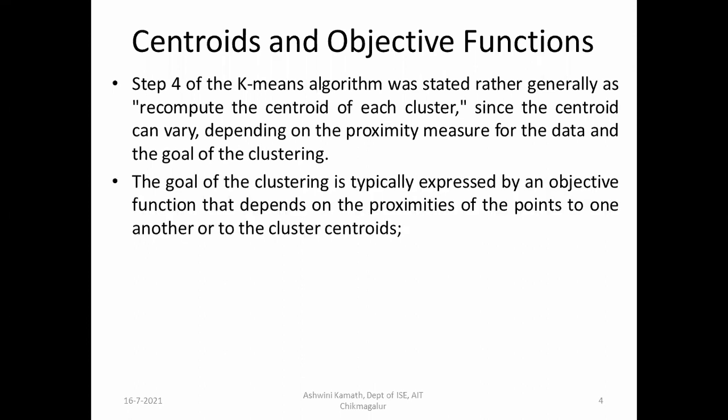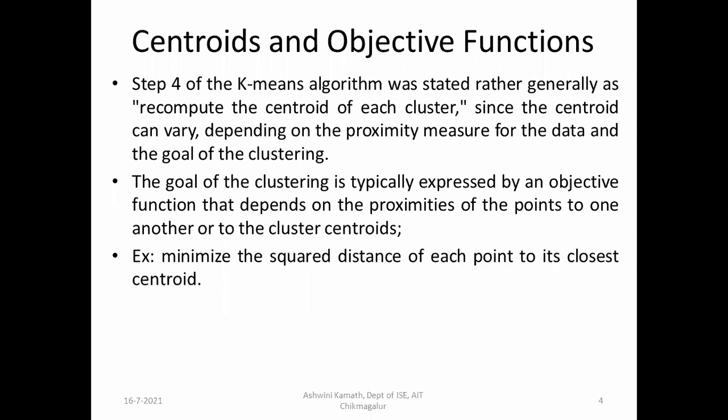The goal of the clustering is typically expressed by an objective function that depends on the proximities of the points to one another or to the cluster centroids. Here, the goal of the clustering is expressed by the objective function, and this objective function depends on the proximity of the points to one another. Proximities means the nearest points which we are going to find out, the measure of which points are nearer to the centroid, or to the cluster centroids.